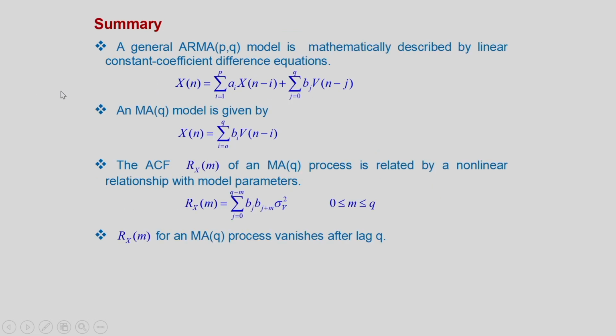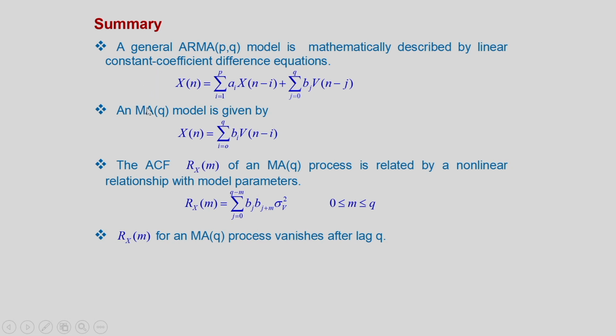Let us summarize the lecture. A general ARMA(p,q) model is mathematically described by a linear constant coefficient difference equation. So, x[n] = summation i from 1 to p of ai x[n-i], plus the moving average part, summation j from 1 to q of bj v[n-j]. This is the general expression for the ARMA(p,q) model, which we derived from the spectral factorization theorem.